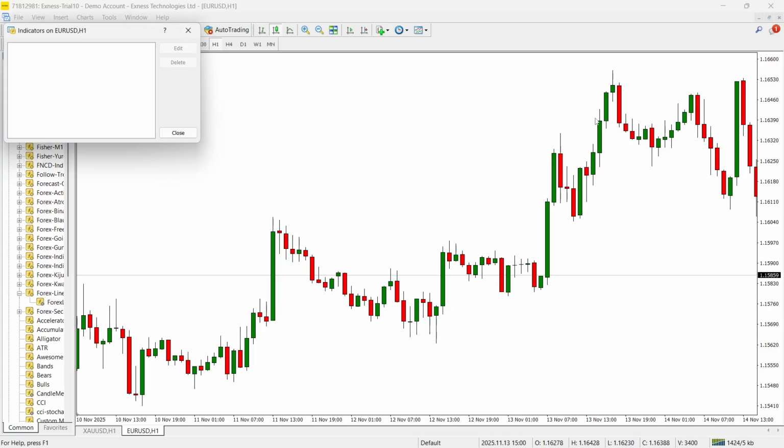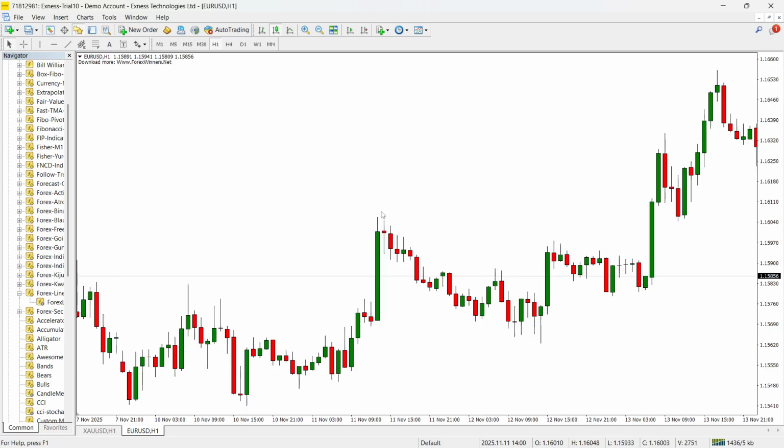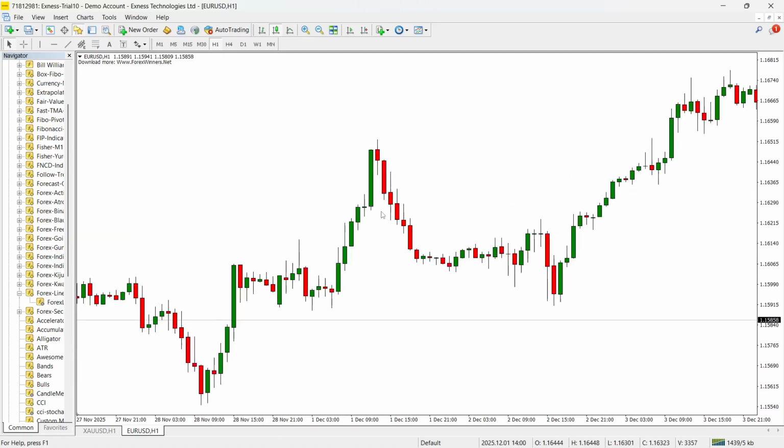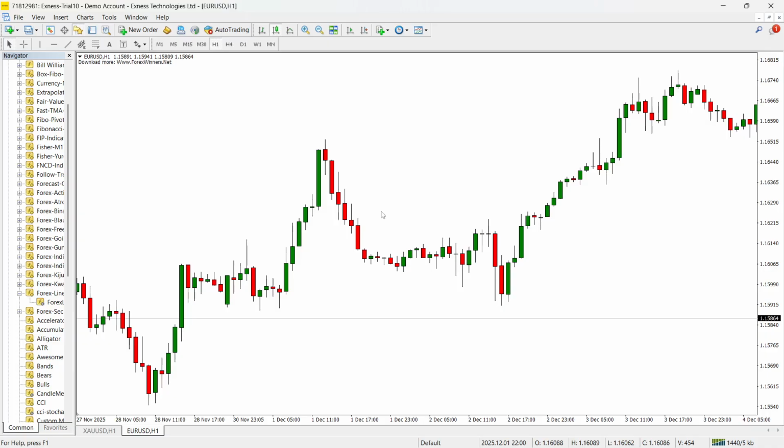Hello traders, in this video we are taking a look at the Forex Line Indicator for MT4. We'll cover how a single color changing line appears on the chart, what the line's color and position imply about trend direction, and how traders typically interpret it as a visual guide.